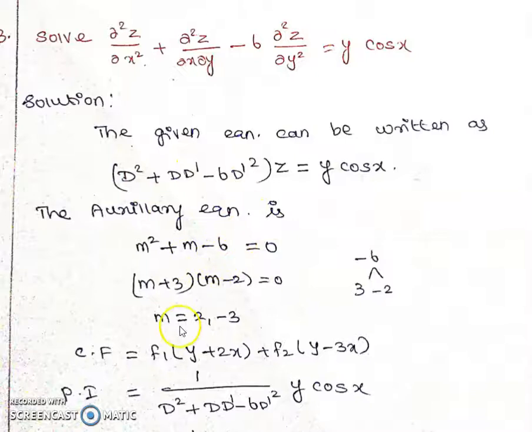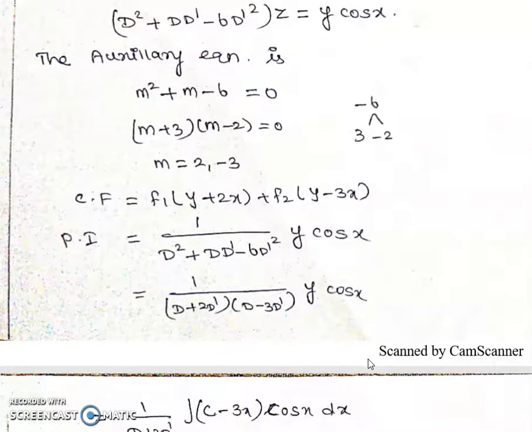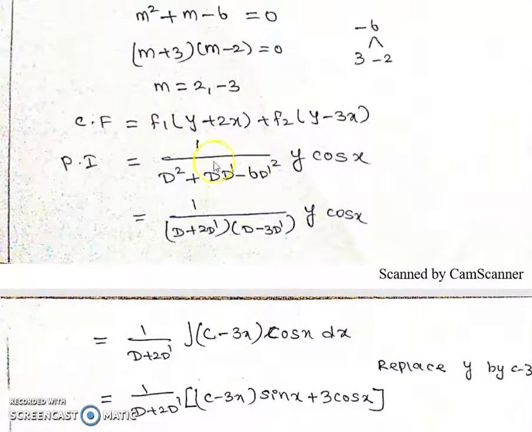Solving this equation, we get m = 2, −3. Then write the complementary function: f1(y + 2x) + f2(y − 3x). So now we are going to find the particular integral. Here we have another type.